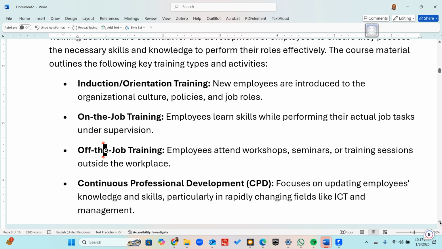Off the job training, employees attend workshops, seminars, and training sessions outside the workplace. It can also be at the workplace, but definitely they are not working that period. They are just there for the seminar.